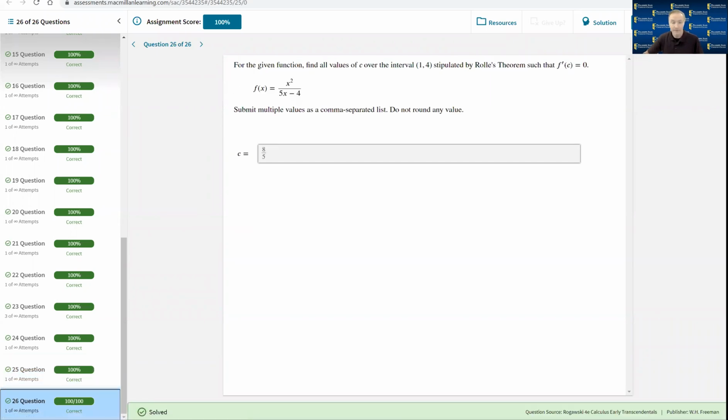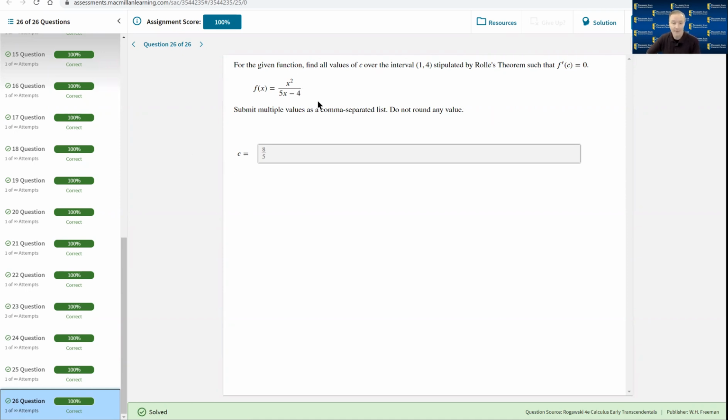Now, the next one. And please remember, c is just the specific value of x where that derivative is 0, and c is the value in between 1 and 4. So whenever you're seeing that c equals, you're like, well, what? I thought it was x equals. C is a specific value of x that satisfies the criteria of Rolle's theorem.